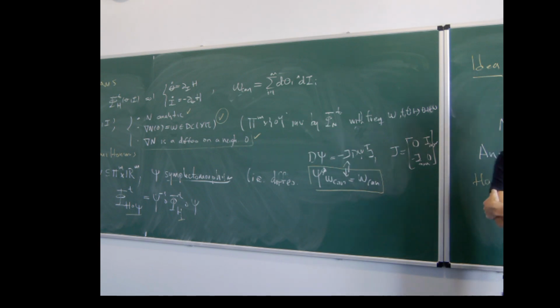If n is equal to 1, this is just Fourier. Yeah. If n is equal to 1, it's just area preserving. That's easier, yeah.